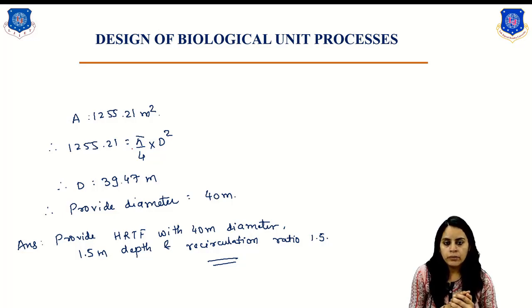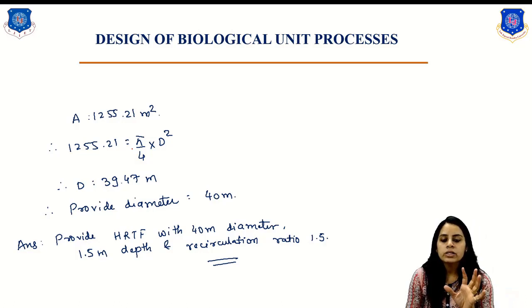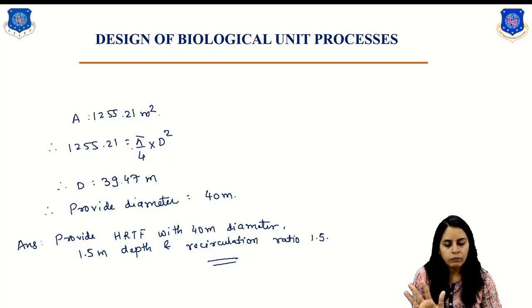Now we have an area of 1255.21 meter square. For a circular area the equation is A equals pi by 4 D square. From the area of 1255 we can find the diameter of the trickling filter. So D equals 39.47 meter, which is near about 40 meter. So we provide a diameter of 40 meter. The answer: provide a high rate trickling filter with 40 meter diameter, 1.5 meter depth, and a recirculation ratio of 1.5. So this is the basic design of the high rate trickling filter.